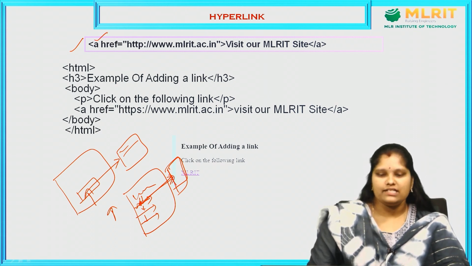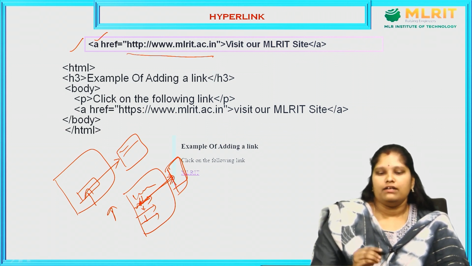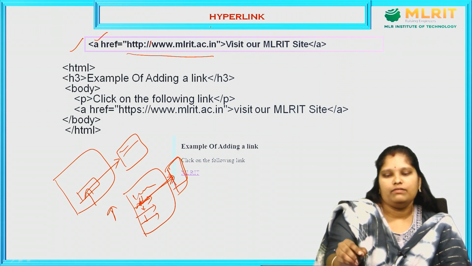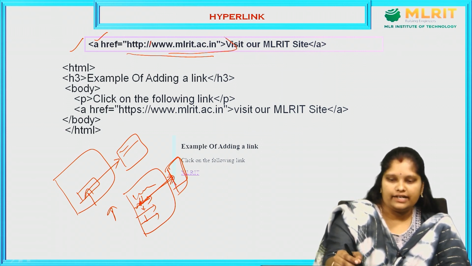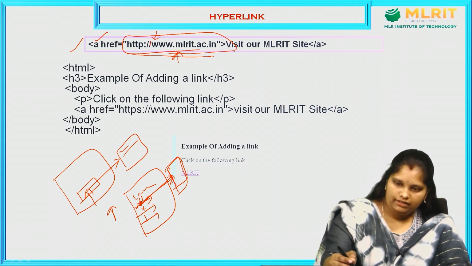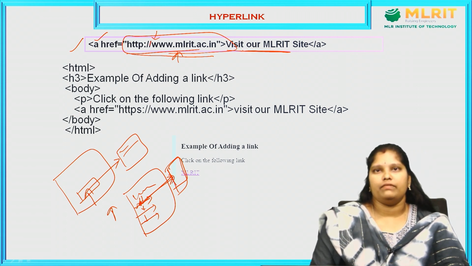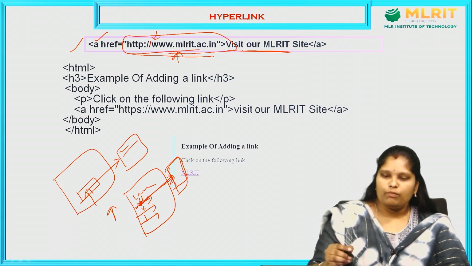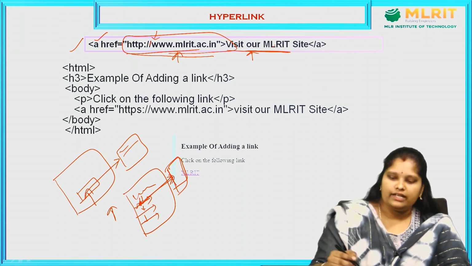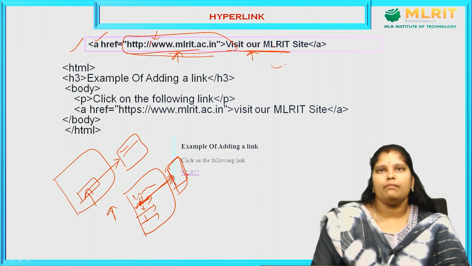This is one hyperlink reference, http://www.mlr18, this is the site. This is the link to open that site. You give that link here as the reference, and you need to give the alternate text here, like "Visit our MLR80". Then it will display like this, and by clicking on it, we can go to the MLR80 site, right?